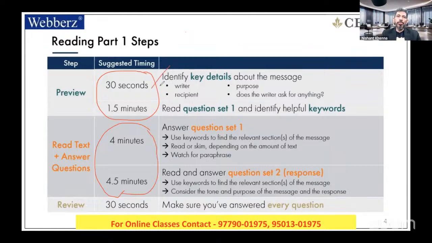In the first 2 minutes, read the questions, read the passage, find out the key details, find who the writer is, who the recipient is, what's the purpose, and does the writer ask for anything else? In the next 8.5 minutes, I will not bifurcate them into 4 minutes and 4.5 minutes. Do question set 1 and then do question set 2. The last 30 seconds are a sure shot, which should be there, making sure that you've answered all the questions. Very important.